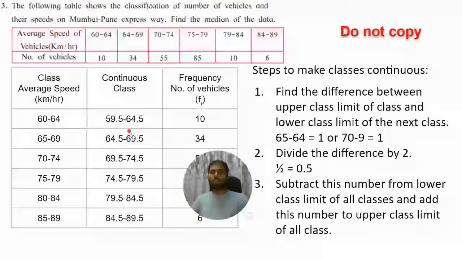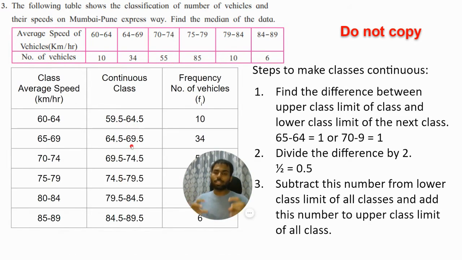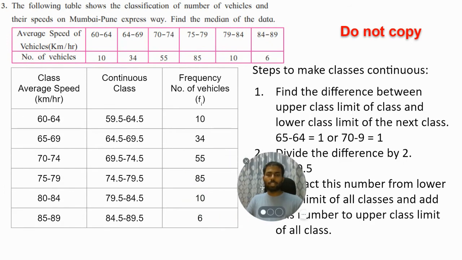So now just check अगर ये कंटिन्यूस हो चुके हैं या नहीं. 64.5, यहाँ पे भी 64.5. Here you have 69.5, here also you have 69.5, so on and so forth. So now these classes are continuous. There's no gap between the classes. So second step is also done now. Okay, now you know how to solve the rest of the sum, right?